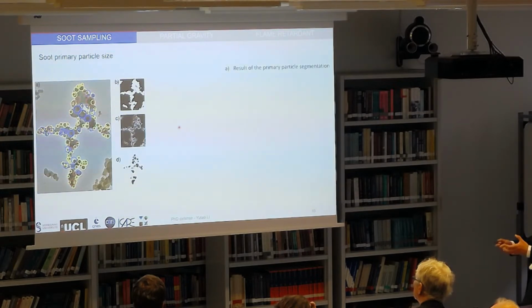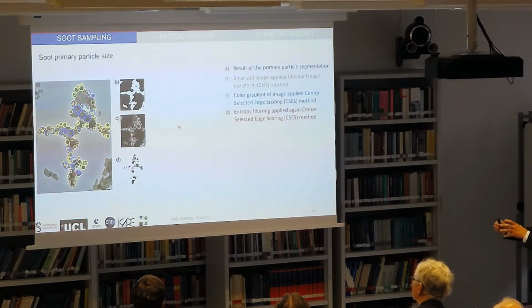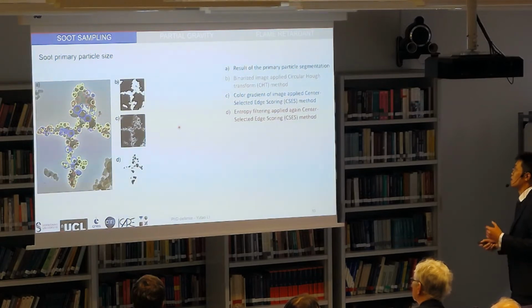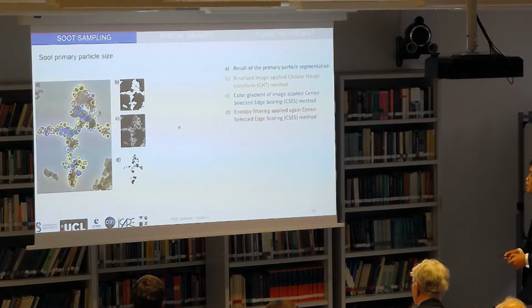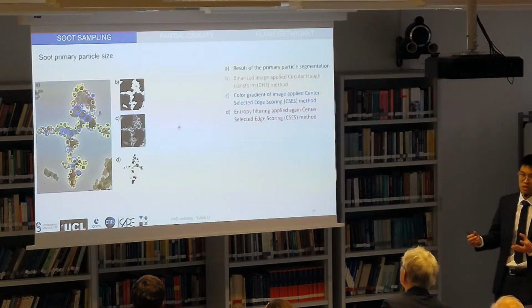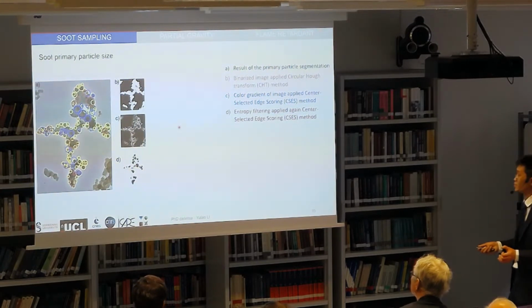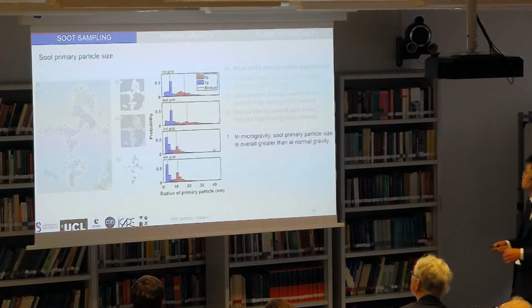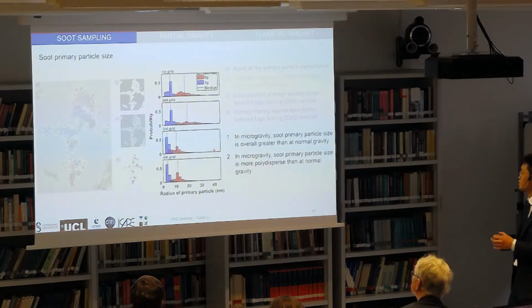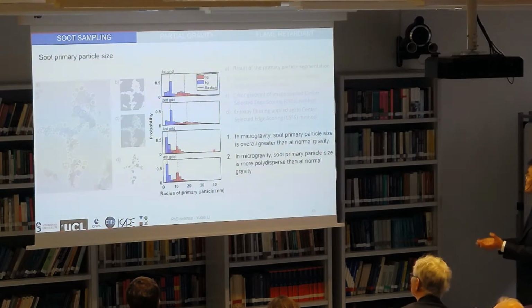Image A shows an example of the detection. It includes 3 different ways to detect the primary soot particles. Firstly, using the edge of the soot particle for the detection, and then the primary soot particles inside the edge we can identify with the color gradient and also the entropy filter. It should be noticed that our objective is not to detect all the soot particles because of the overlap problem. Our objective is to use this method to detect most of them. Once the soot particles are identified, we can do the same plot as the previous results, and we can find that the soot primary particle size is greater in microgravity than at normal gravity, and they provide a property which is more polydispersed than at normal gravity.